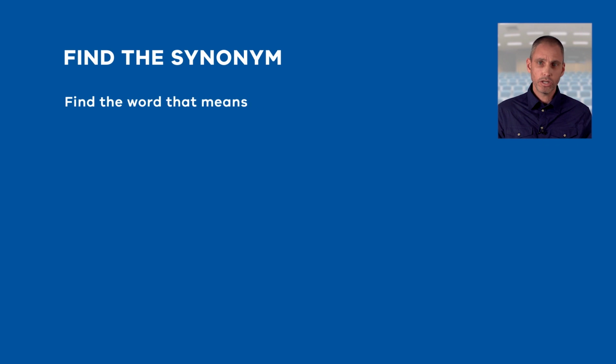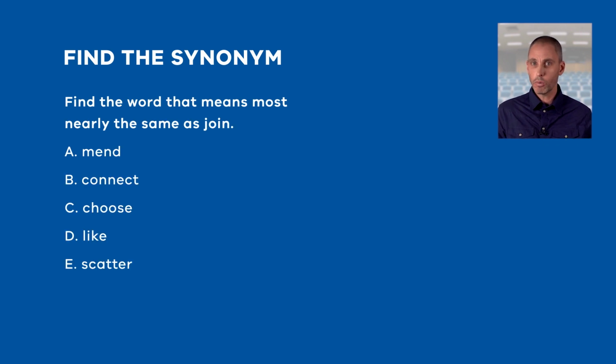In this type of question, you're given a word and you need to choose another word from the list that's closest in meaning, a synonym. So here we need to look for the word from the list that is closest in meaning to join. In this question, we can eliminate the words choose, like and scatter because they definitely don't mean join. This leaves the words mend and connect. When we join something, we might mend it, but connect is closer in meaning. It's a synonym of join.